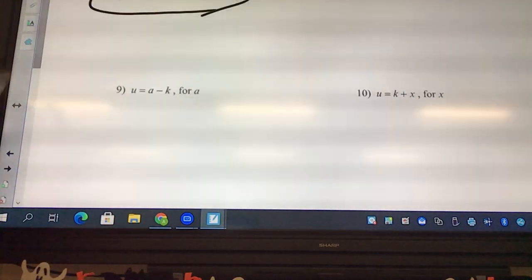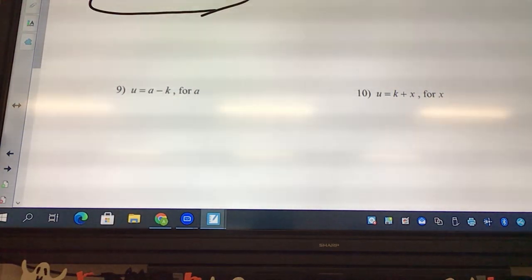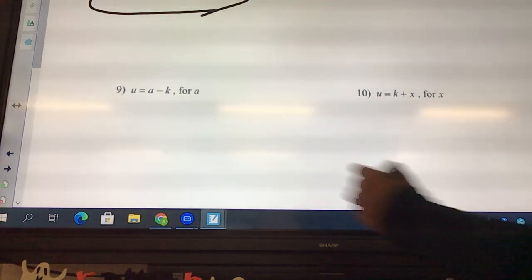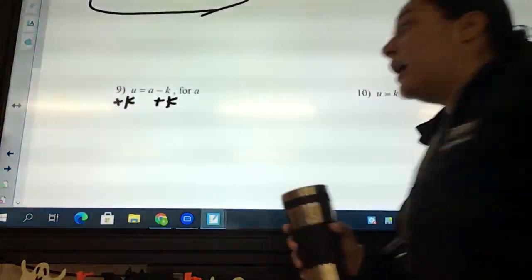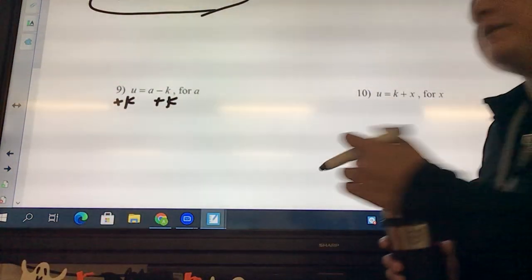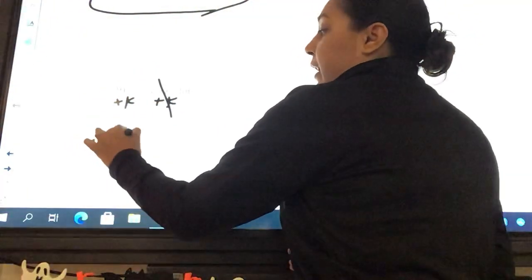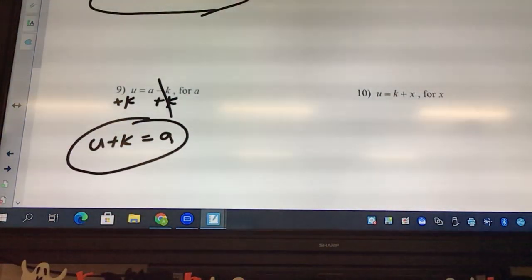Okay, look at 9. What letter are we solving for? A. So what is on A's side of the equal sign that's going to need moved? K needs moved. How do I move a minus K? Plus K. See how this says minus K plus K? That means that they're going to cancel. And over here we got U plus K equals A. Now we see that A is by itself, so we're done.